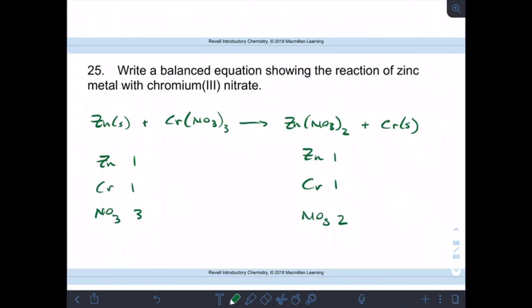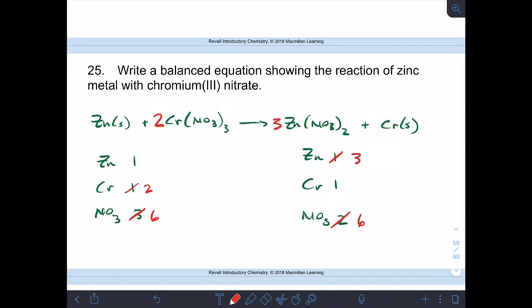Okay. So in order to make this work, we need to find a common multiple, right? So the only things that are different are the nitrates. So if my common multiple between 3 and 2 is 6, if I put a 2 in front of that one, let's change colors here so you can see, then that gives me 6 nitrates and 2 chromiums. And if I put a 3 in front of the other one, then that takes care of my nitrates and gives me 3 zincs.